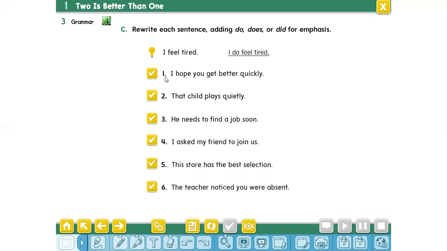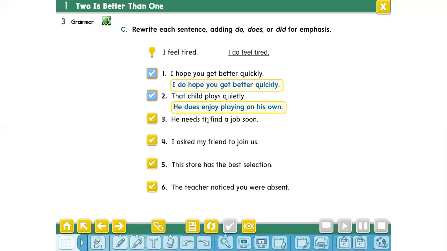So here, when I say I hope you get better quickly. Yes, very good. Yes, like the example. So I feel, I do feel. I hope, I do hope. Yes, I do hope that a child plays quietly. Plays. Look at this verb. So can I use do? No. I have to use does. Before the verb play, I put does. But be careful to remove the letter S. So here that child does enjoy, yes, playing on his own.